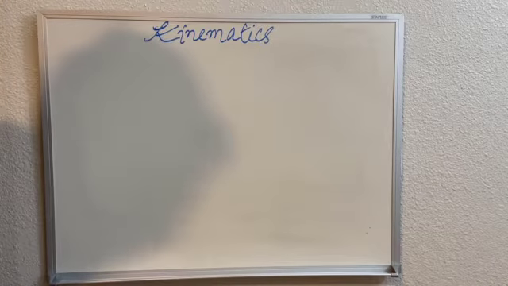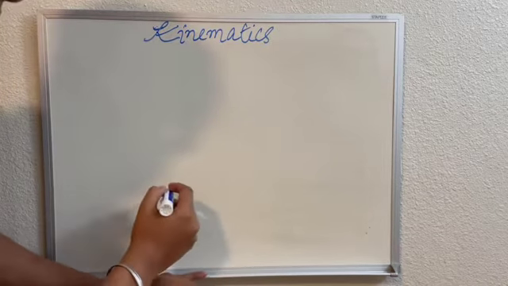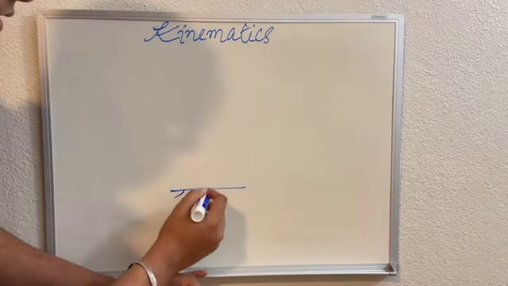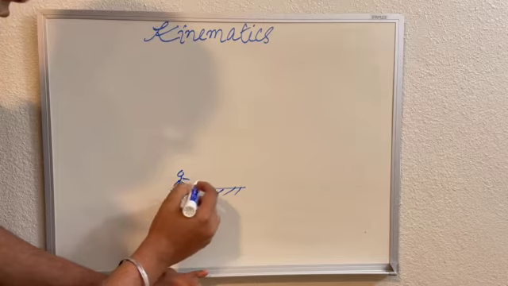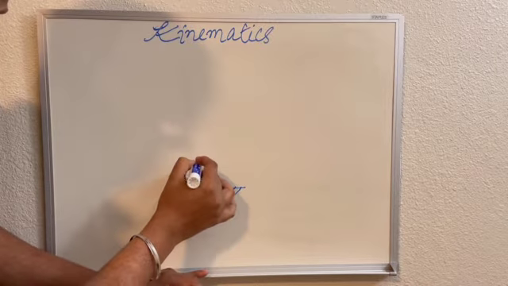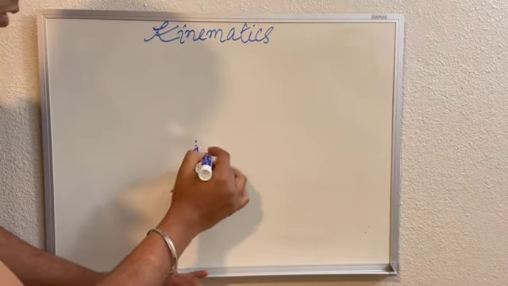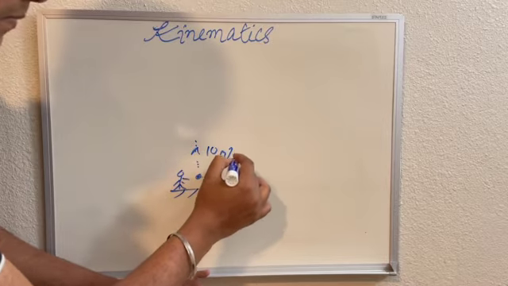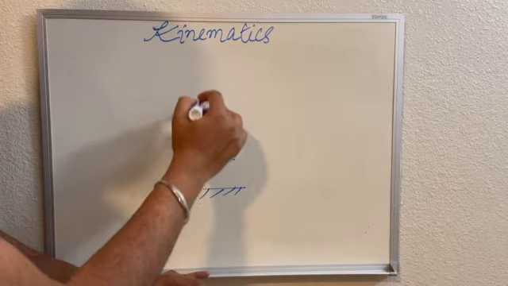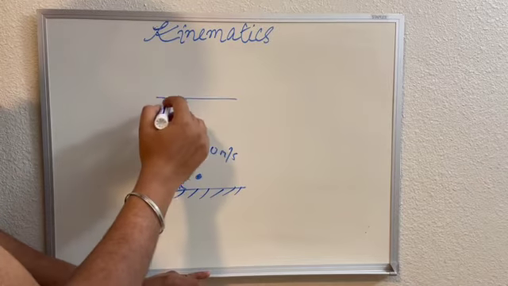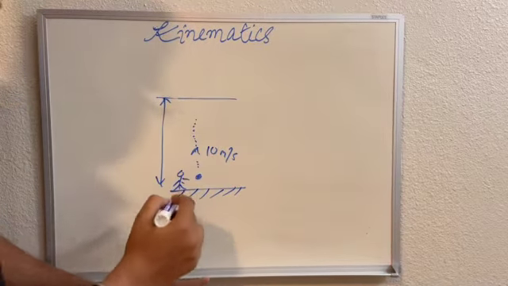So the first problem that we have is a person throws a ball up with a velocity of 10 meters per second. The question is, how high will it go before it starts falling? So what's the maximum height that it will attain?